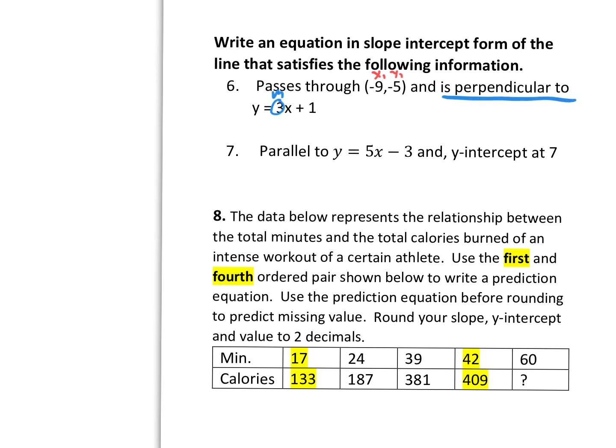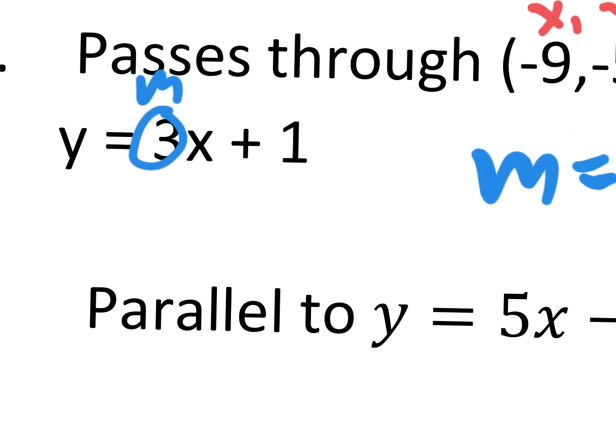Now, you got to remember what parallel means and perpendicular means. Parallel means same exact slope. Perpendicular means opposite reciprocal slope. So our actual slope is going to be the opposite and the reciprocal. So negative 1 over 3. Perfect. Okay, now, where do we get that from?